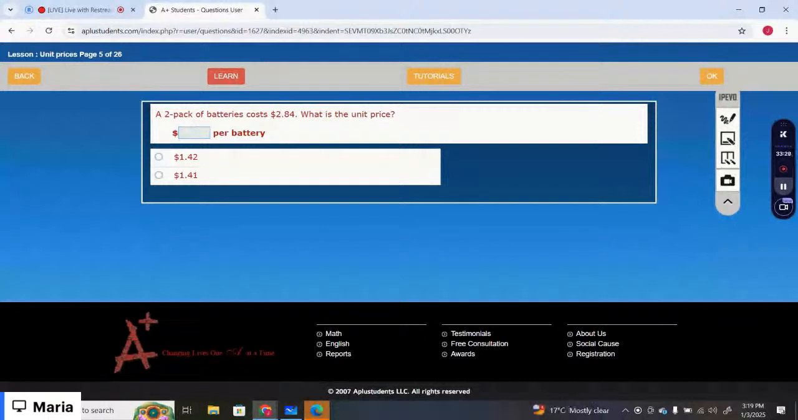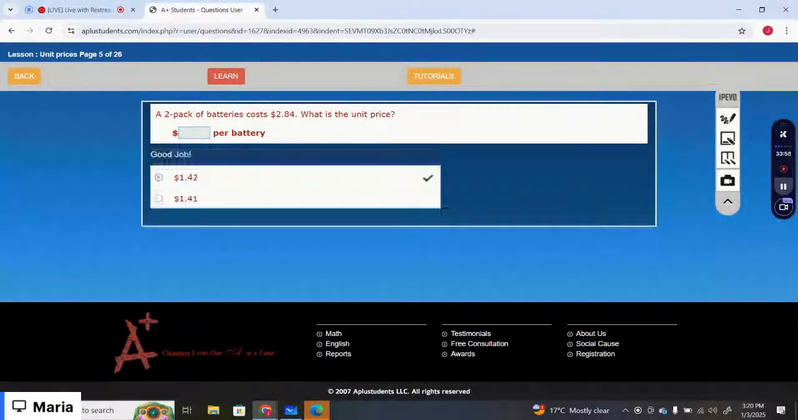A two pack of batteries cost $2.84. What is the unit price? Which is the correct option? That is 1.42. Option number 1 is the correct option. That is $1.42. Option number 1 is the correct option.